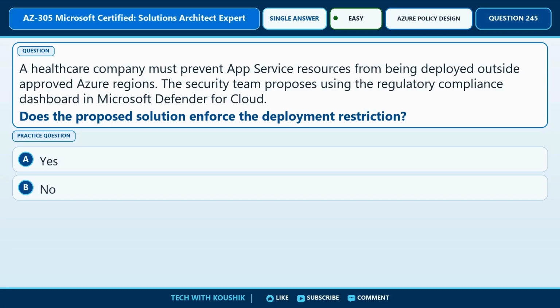Question number 245. The focus now shifts to Azure policy design. Consider this scenario. A healthcare company must prevent app service resources from being deployed outside approved Azure regions. The security team proposes using the Regulatory Compliance Dashboard in Microsoft Defender for Cloud. Does the proposed solution enforce the deployment restriction? Option A, yes. Option B, no.